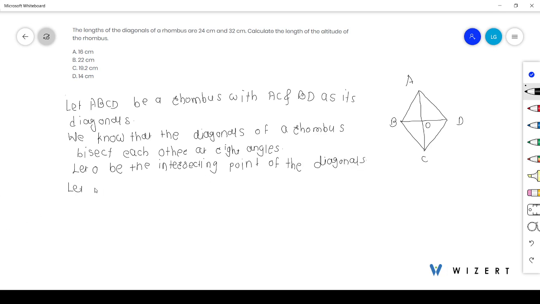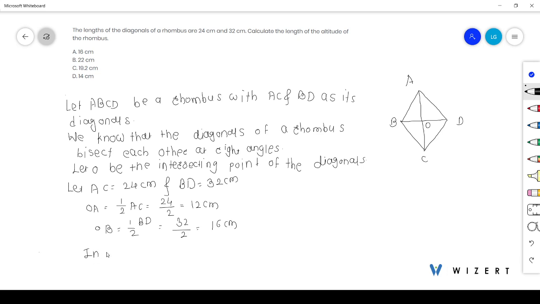Let AC equal 24 cm and BD equal 32 cm. Now OA equals 1/2 AC, that is 24 by 2, which is 12 cm. OB equals 1/2 BD, which is 32 by 2, means 16 centimeters. As O is the intersecting point of AC and BD, OA will be 1/2 AC and OB will be 1/2 BD.